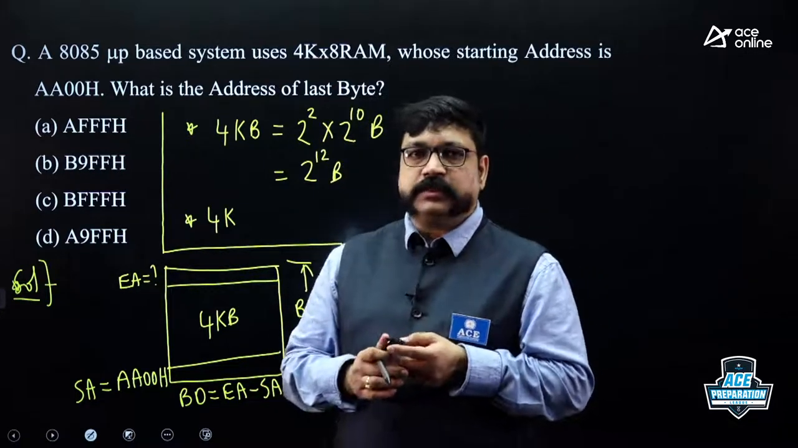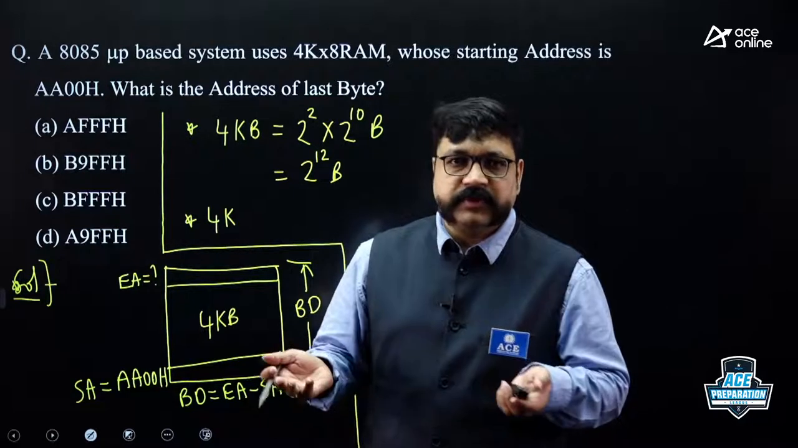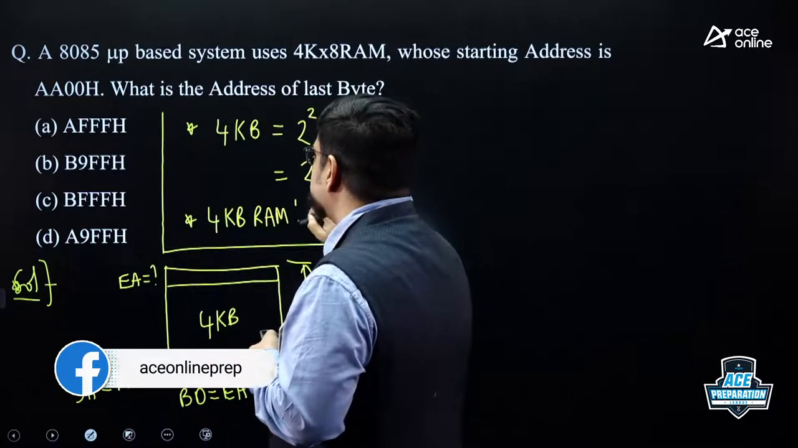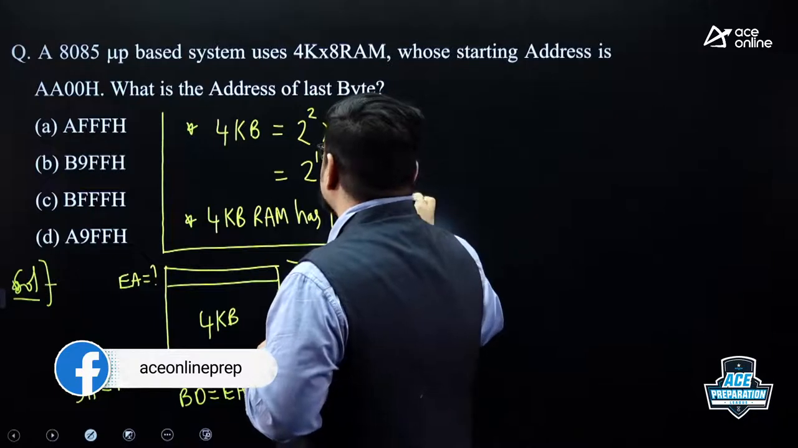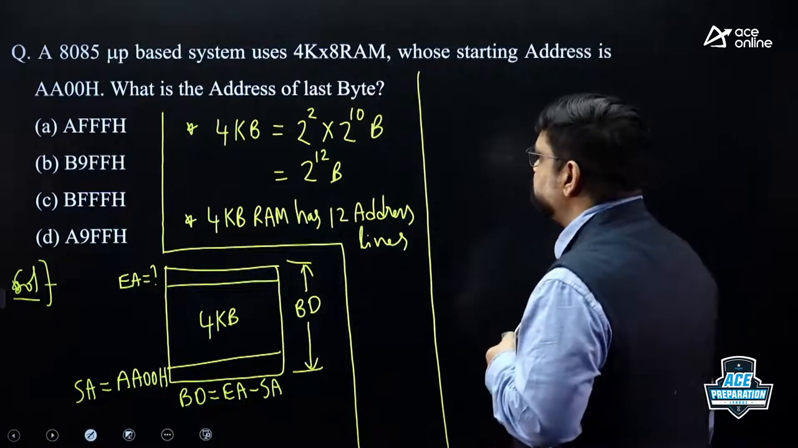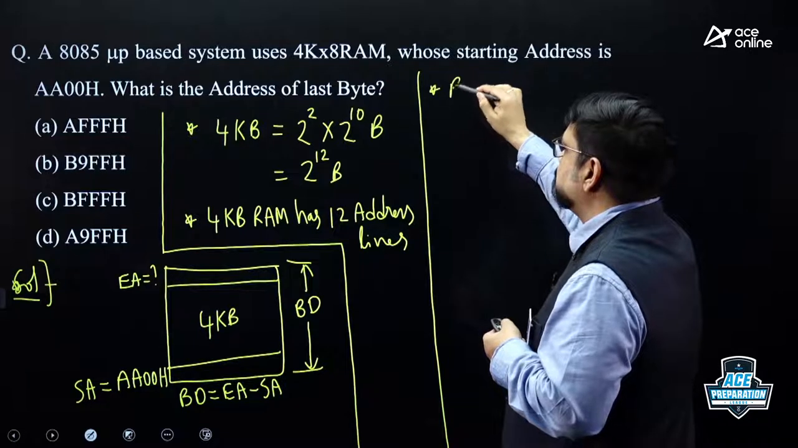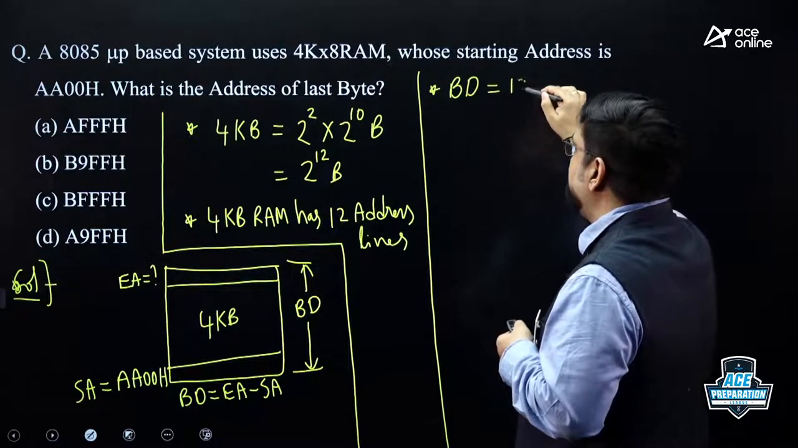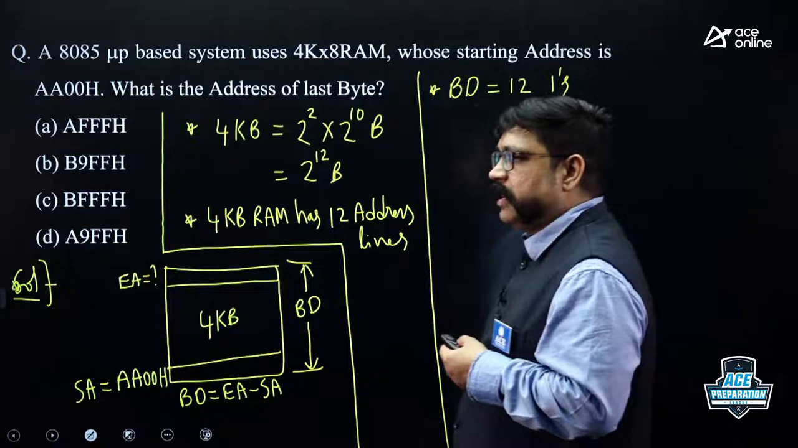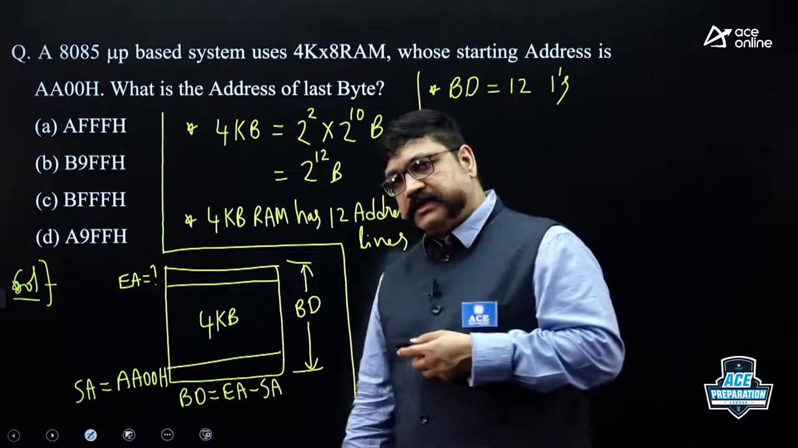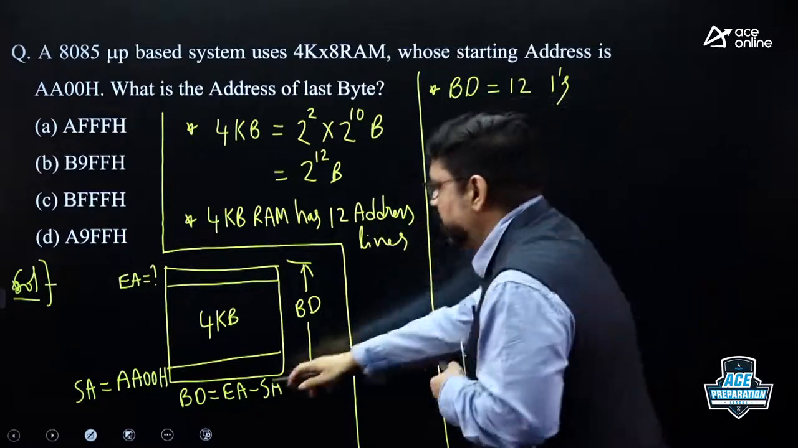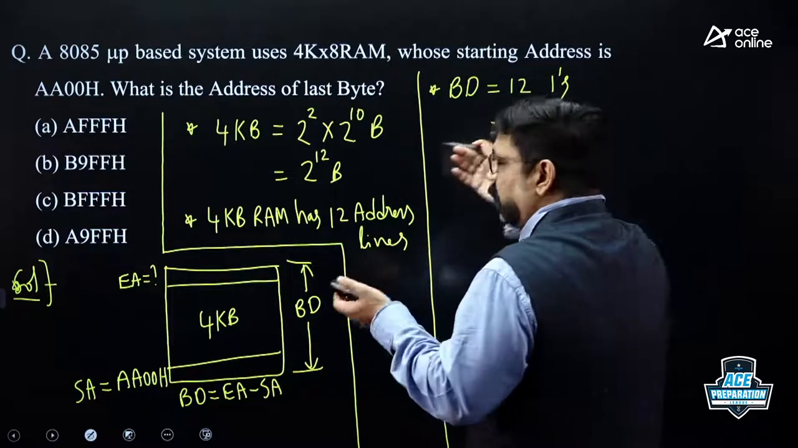If only one address line is there, it is 2 power 1 bytes, so 2 bytes will be there. That is a hypothetical situation, I am just suggesting. So this 4KB RAM has how many address lines? 12 address lines. There is a trick, please. Once you know there are 12 address lines, the byte difference can be calculated as 12 ones. If 13 address lines are there, the byte difference is 13 ones. If 14 address lines are there, it is 14 ones. That is a trick, not an exact formula like BD equals EA minus SA. I am giving you a shortcut.